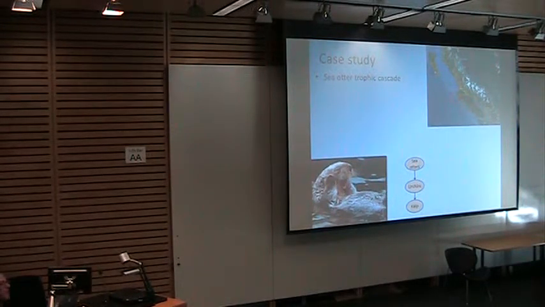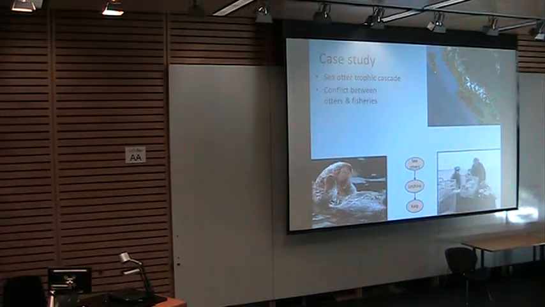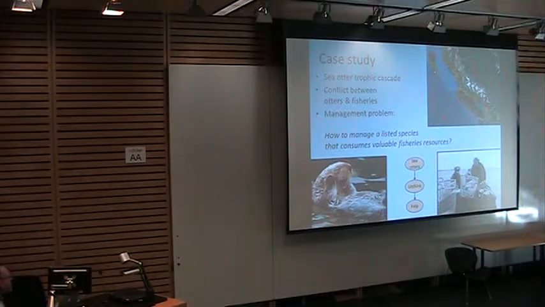Sea otters were reintroduced in the 70s, driving down urchin populations and allowing the kelp to recover. So there's this switch between two systems mediated by sea otters in the system. In the absence of sea otters, humans being what we are, we decided that urchins were good to eat, along with a bunch of other invertebrates that sea otters consume. And so we developed a lot of lucrative fisheries around sea urchins and other invertebrates, which are now threatened with the recovery of sea otters because there's competition for the same prey. So the management problem was how to manage a listed species, because sea otters are still a listed species under SARA, that consumes valuable fisheries resources.